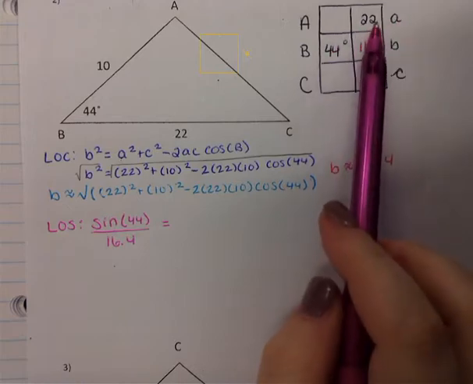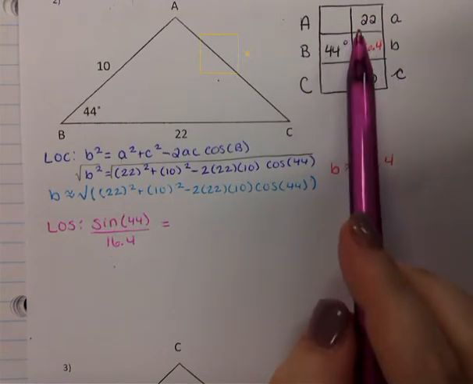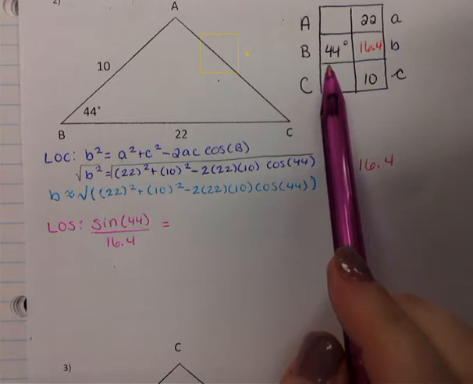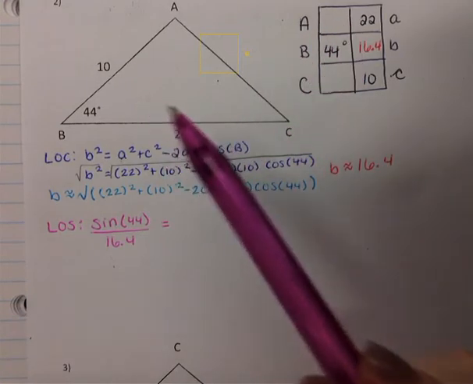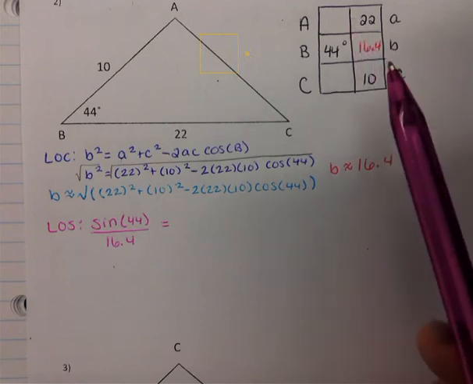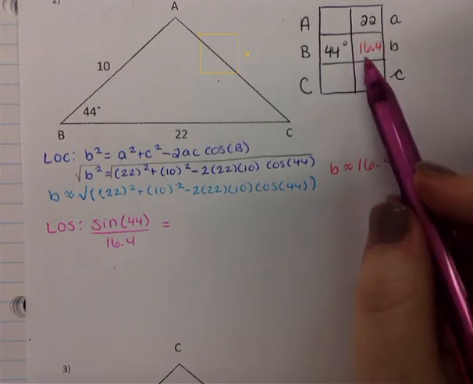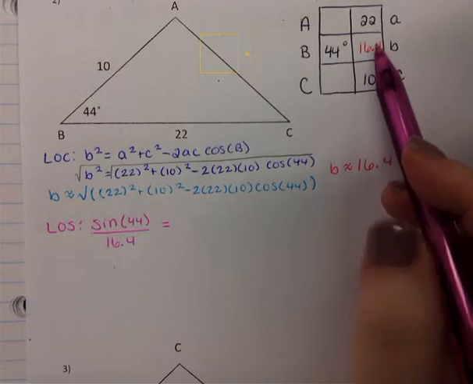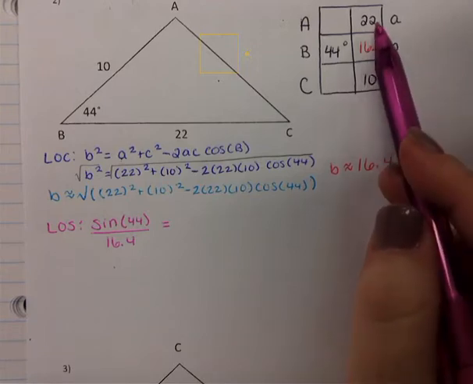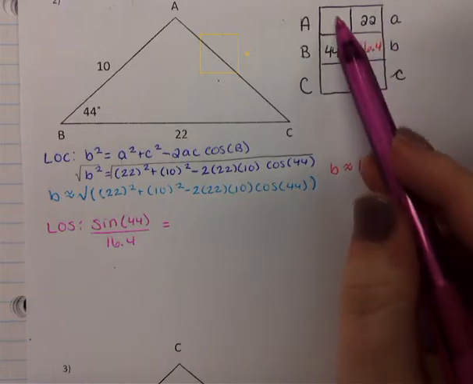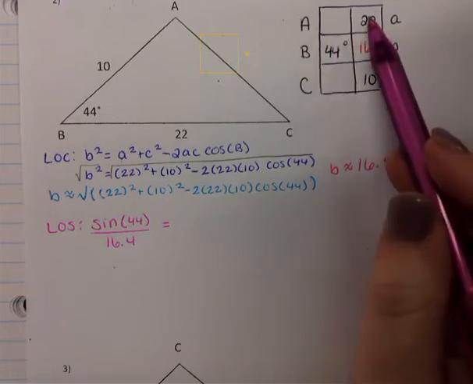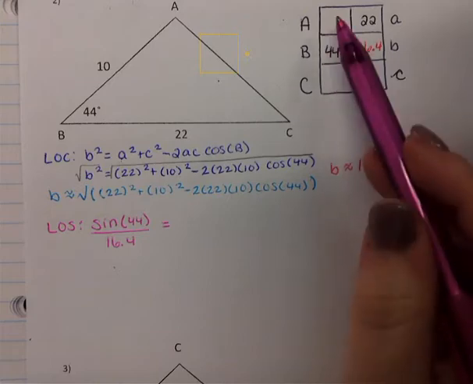But once we get our answers, we have to make sure that it does create a triangle, meaning your smallest side is across from your smallest angle, biggest side is across from the biggest angle, and that the two smaller sides, so 10 plus 16 and 4/10, is bigger than 22. So we do know that the sides will create a triangle, but will the angles match up?